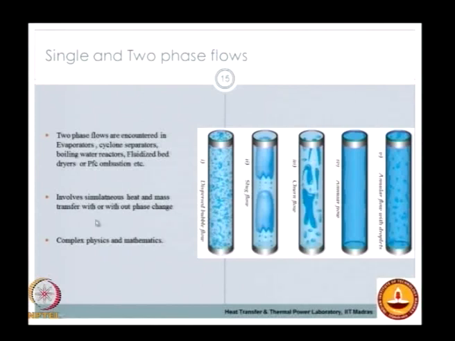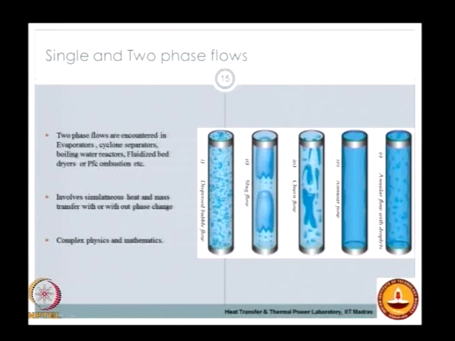You can also classify your heat transfer depending on whether you are looking at only single phase or multi-phase problems. So in this course we will be focusing primarily on single phase heat transfer. However, you should also be aware that in most cases two-phase flows are very important, and two-phase heat transfer itself is a separate subject, a course by itself.